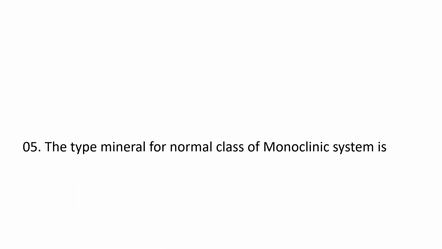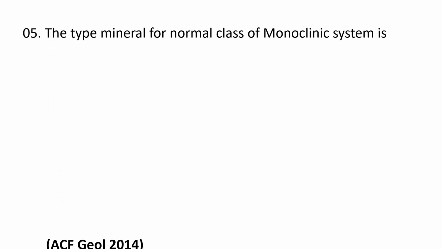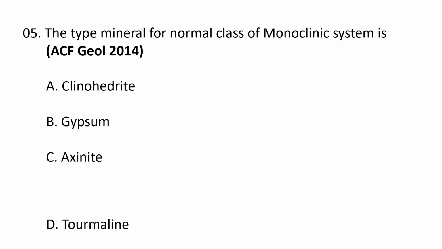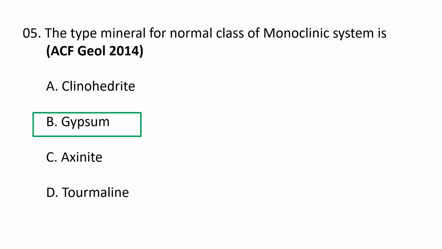Next question. The type mineral for normal class of monoclinic system is A. Clinohedrite, B. Gypsum, C. Axinite, D. Tourmaline. So the correct option is B. Gypsum is the type mineral of normal class of monoclinic system.